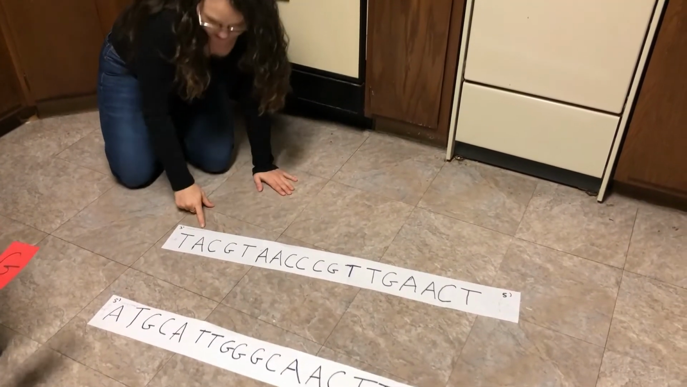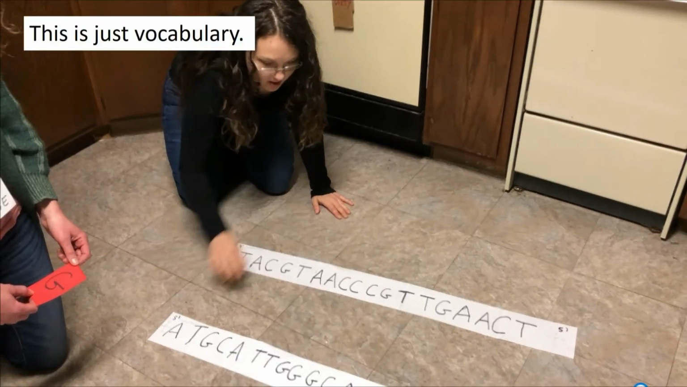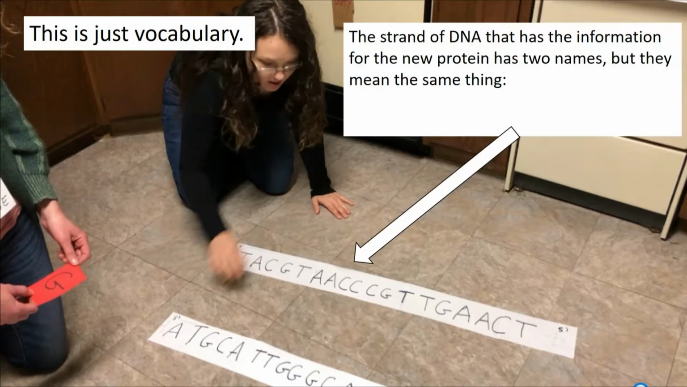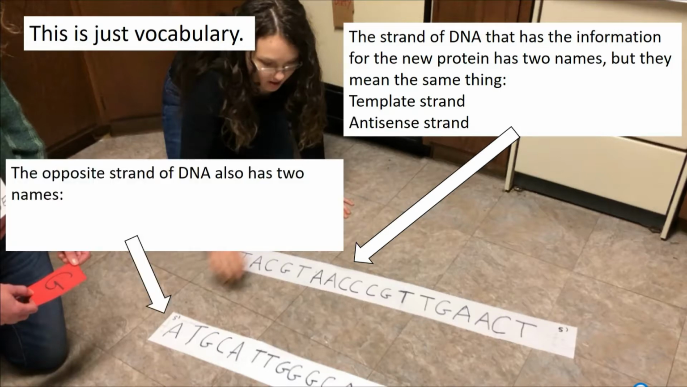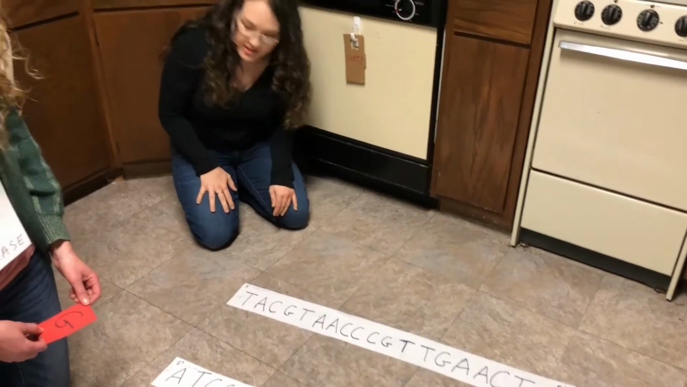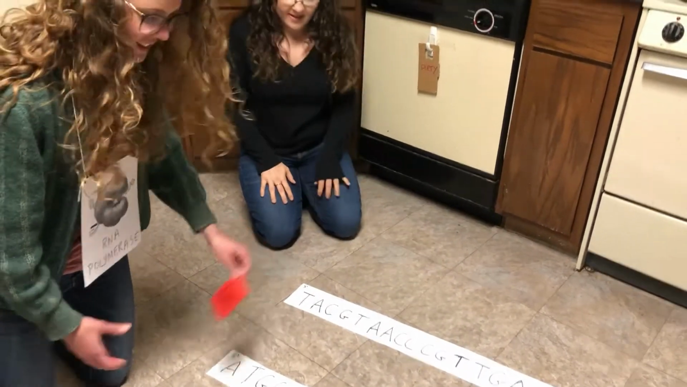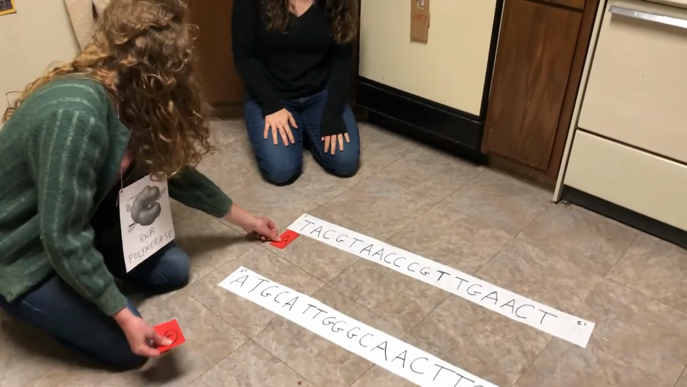Template is sometimes called antisense, and the other strand is the coding strand, which is the sense strand. But we're going to use the template strand. So RNA polymerase, G with C, A with T, start right here and go down. Oh no. Okay, G with C, A with T.